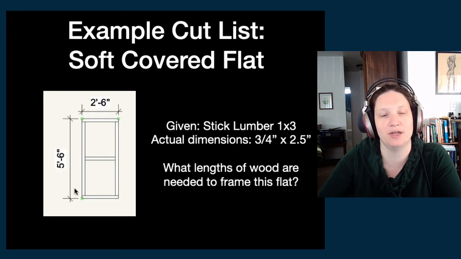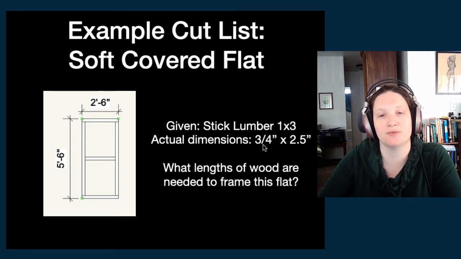Let's start with an example cut list for this soft covered flat, okay? So I have a soft covered flat. The width of my flat will be 2'6". The height of my flat will be 5'6". And the stick lumber we're using is 1x3.